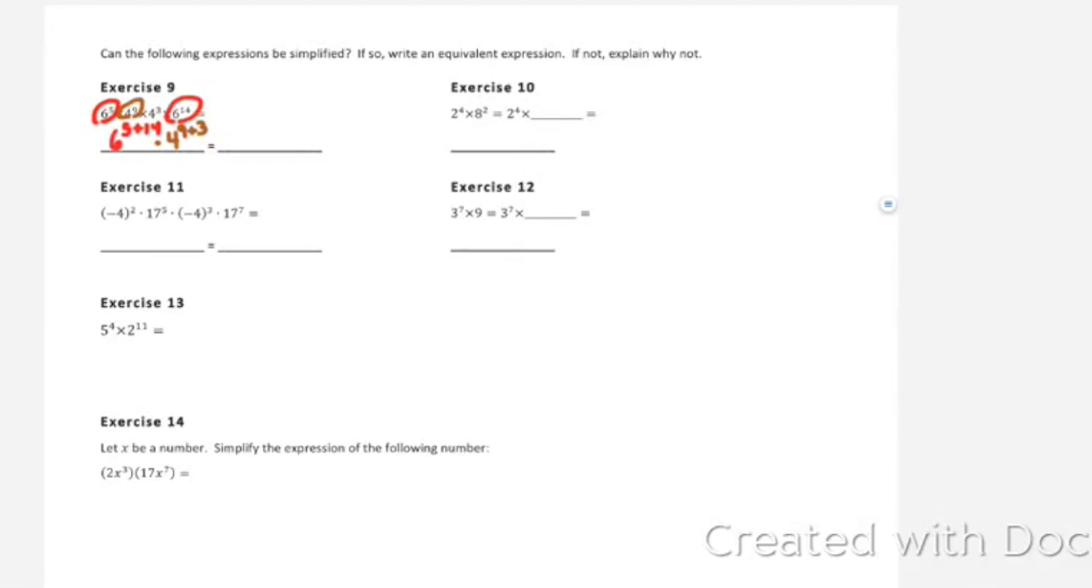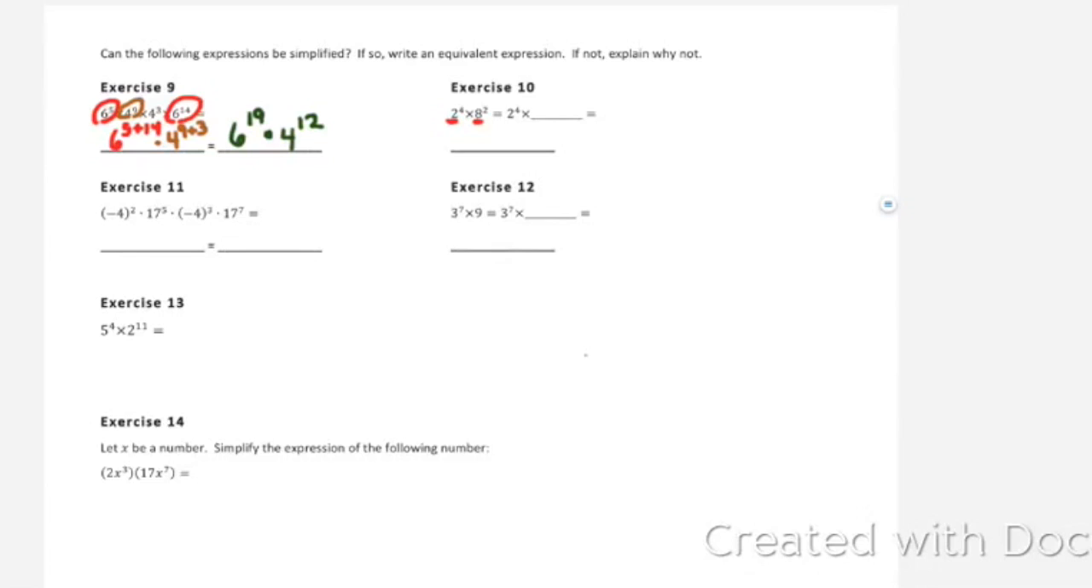And so we can simplify the whole thing and say, okay, that is 6 to the 19th times 4 to the 12th. And notice that we're only adding the powers that belong with the same base. And then here for exercise 10, we have 2 to the 4th times 8 to the 2nd. These are not the same base, so we can't just directly add them together because they're not the same base.